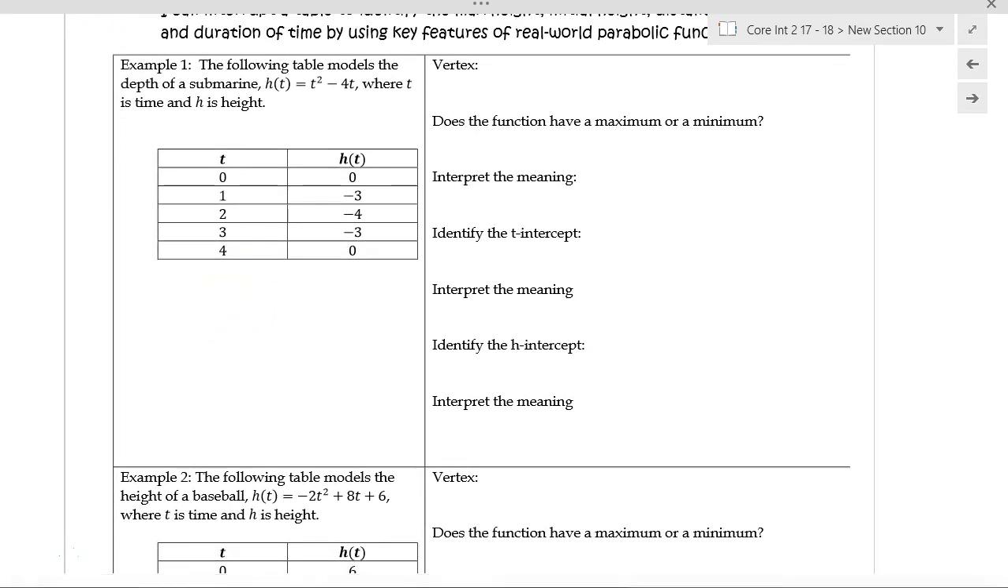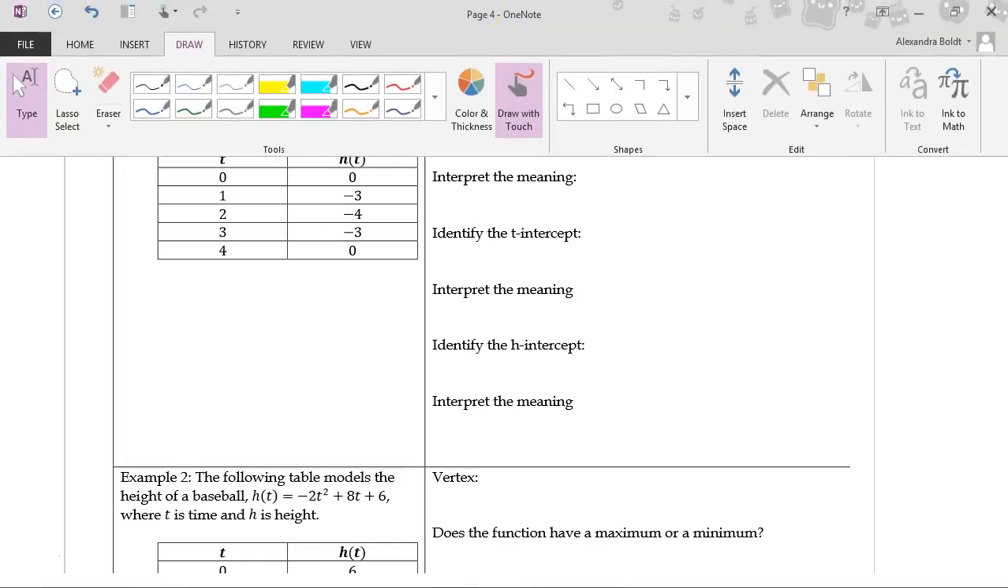The next thing we're going to look at is finding the maximum height, all those things, when we have a table instead of a graph. Okay? So the first thing we want to find is our vertex.